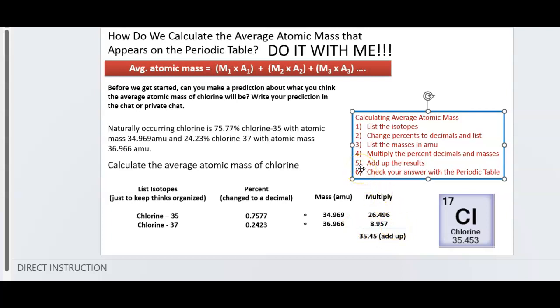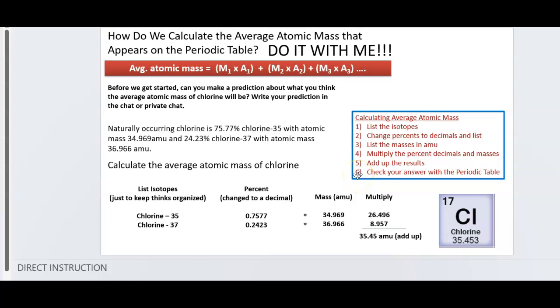Step 5 says to add up the results. So now I take those two numbers and I add them together, and I got 35.45. What I should also have here really is the units. So those are atomic mass units. I could put that next to it so you could see. Your final answer in chemistry really should have a unit next to it. So those are AMUs.